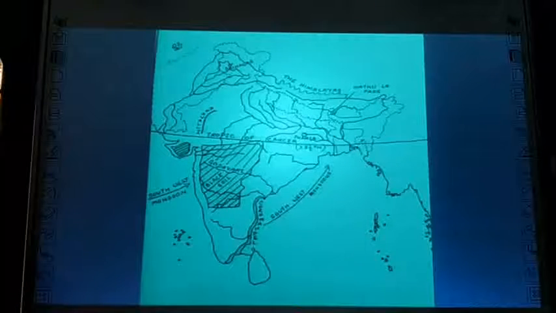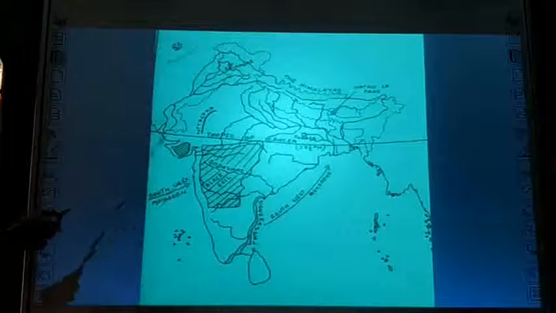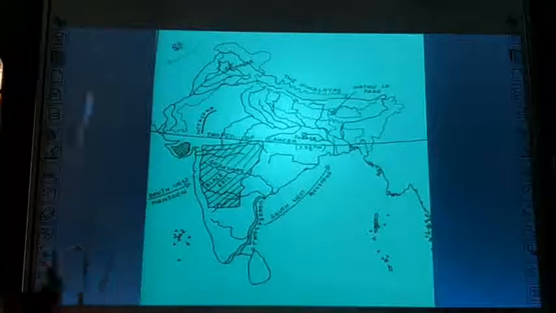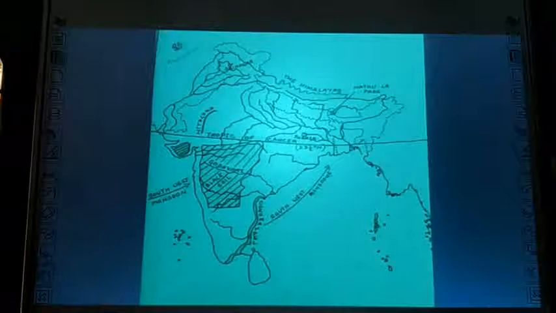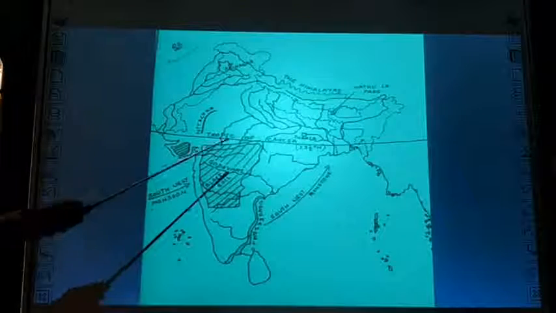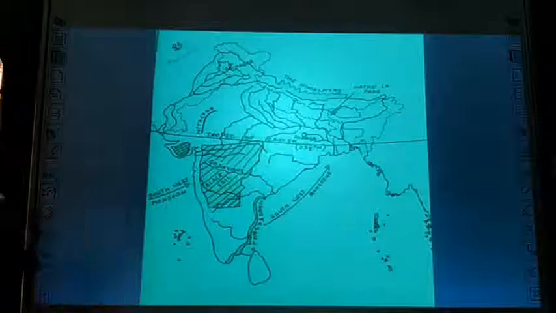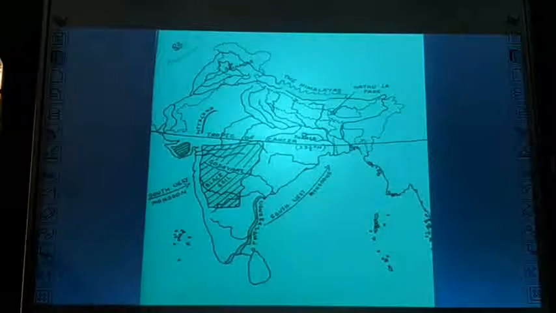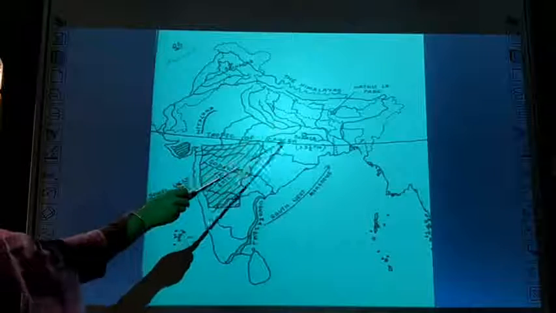Mark and name the latitude that divides India into two climatic zones. Well, the Tropic of Cancer divides India into two halves. Mark and name the largest coalfield in India. Jharia is the largest coalfield in India. See Jharia. It is located in the east of India in the state of Jharkhand.